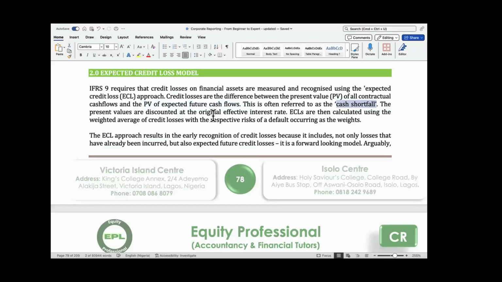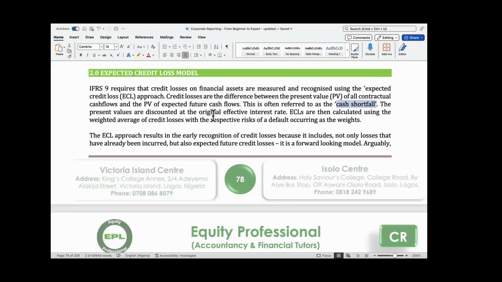But that's not where I'm going. That's not where I'm going. I want to narrow your mind down to something. So the first thing I've been able to pinpoint here is this. Expected credit loss model is a model whereby we don't wait until we incur credit losses. We don't wait until we lose our money before we start recognizing impairments.